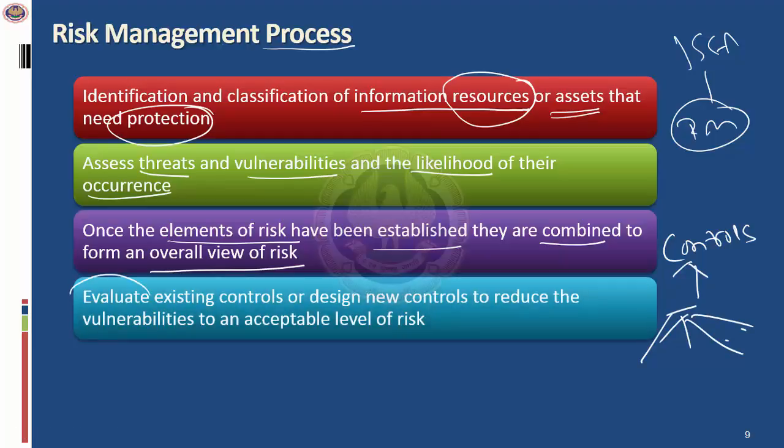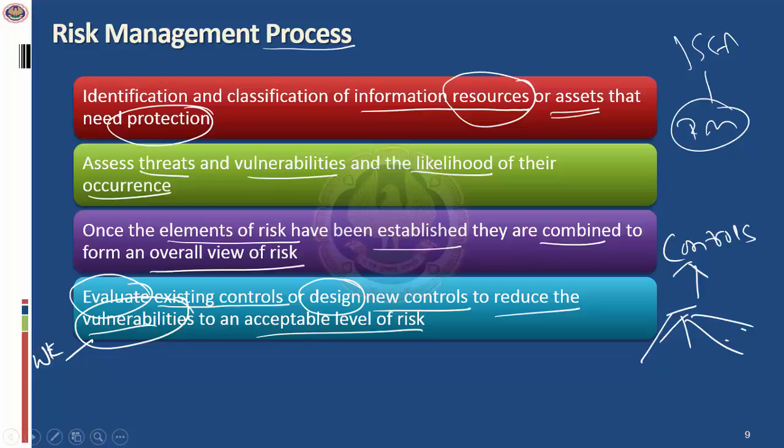You need to evaluate. Now look at the key term here, evaluate. So when you're doing risk management, there are always existing controls. You need to understand what are the existing controls, and depending on the need, you need to design new types of controls to reduce the vulnerabilities to an acceptable level. So what is the vulnerability? This is where I said vulnerability is a weakness. So wherever possible, you reduce the weakness.